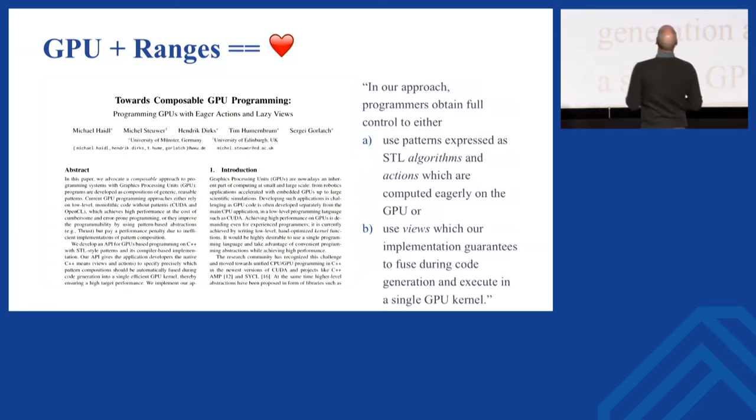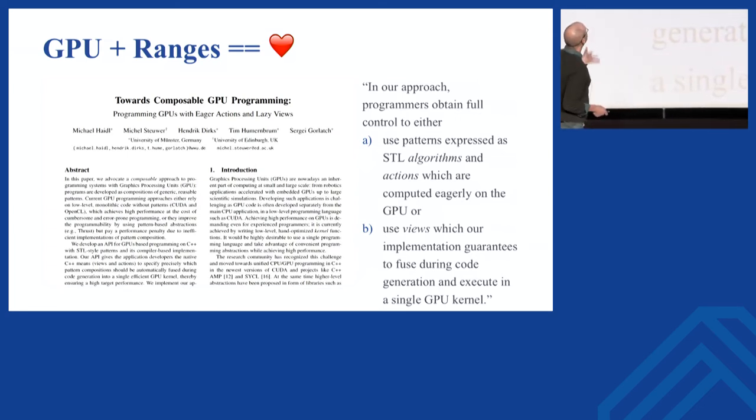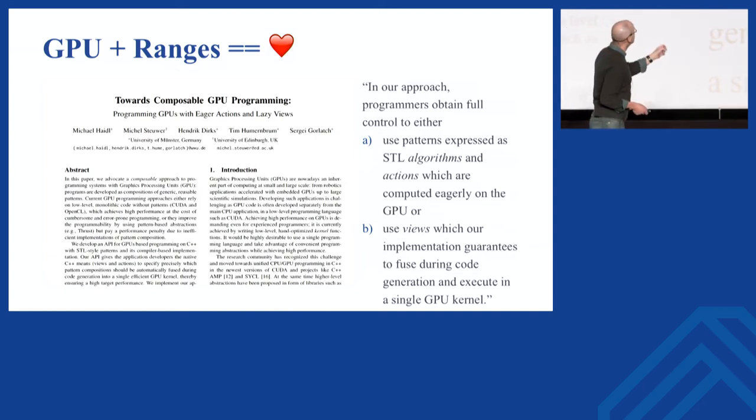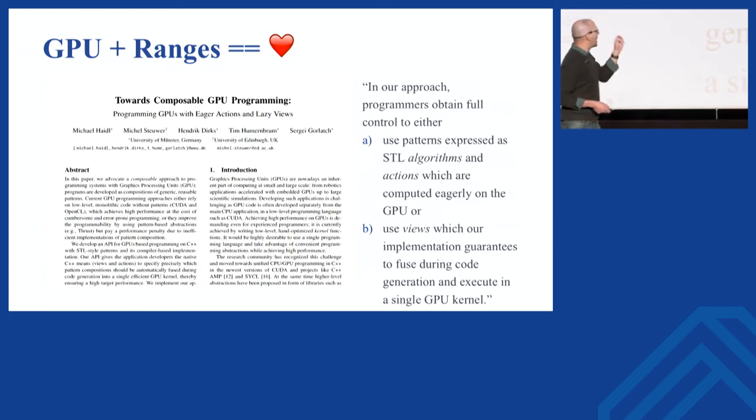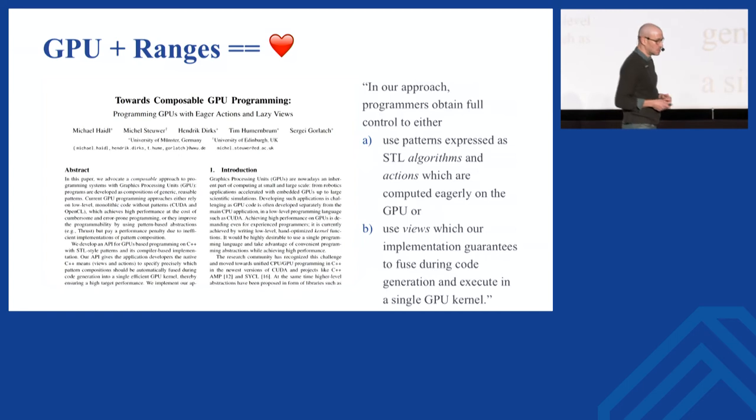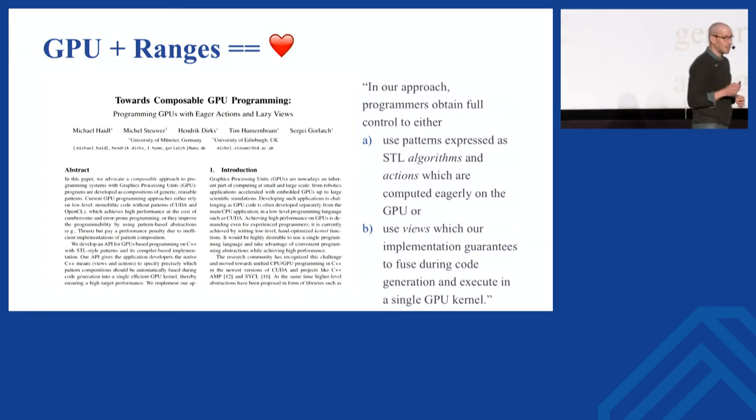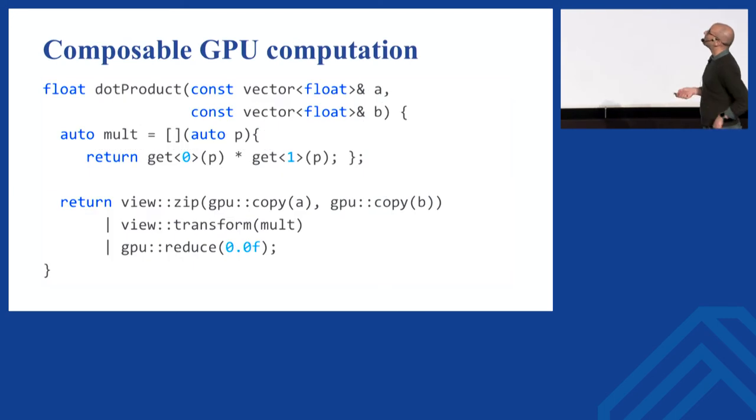So what they say is, in our approach, programmers obtain full control to either use patterns expressed as STL algorithms and actions, which are computed eagerly on the GPU, or use views, which our implementation guarantees to fuse during code generation and execute in a single GPU kernel. This really blew my mind, this paper. So here's how it works.